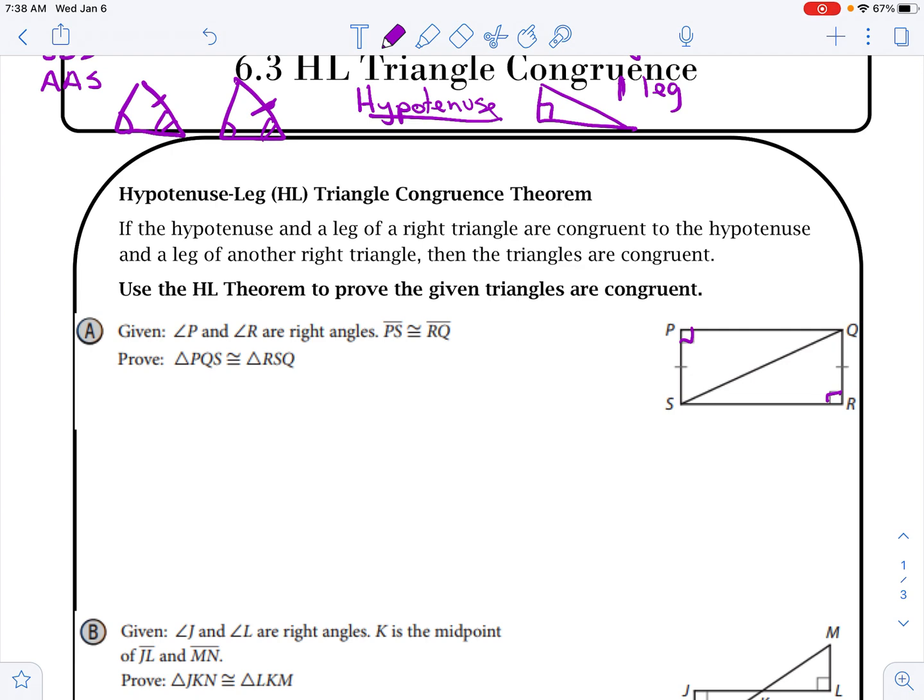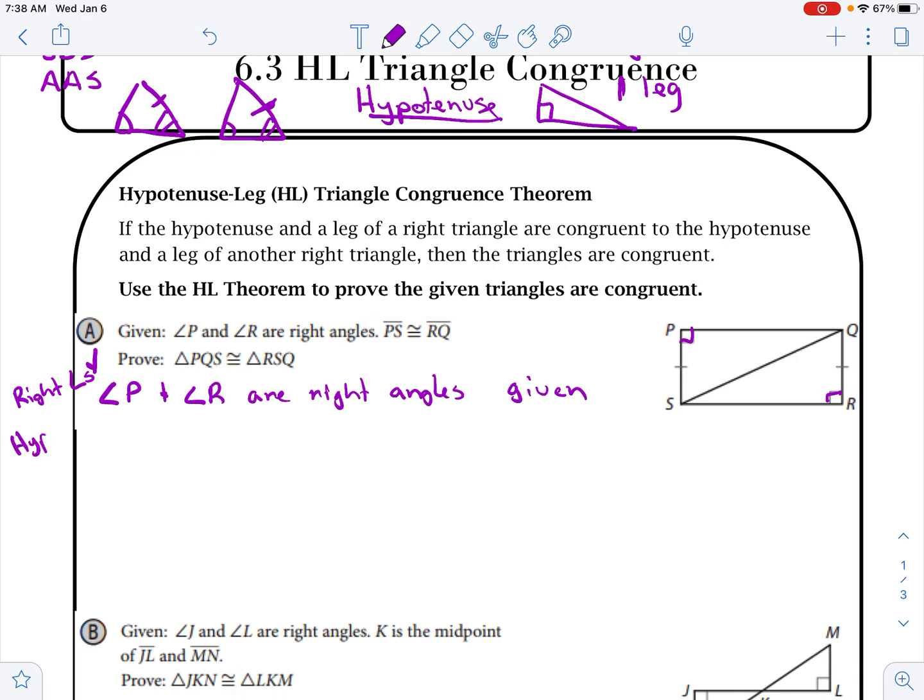So when I want to prove this using the hypotenuse leg theorem, my first statement is angle P and angle R are right angles. How do I know they're right angles? Because that's what's given to me. So if I look at it, first check mark: we need right angles. Now we check that off.